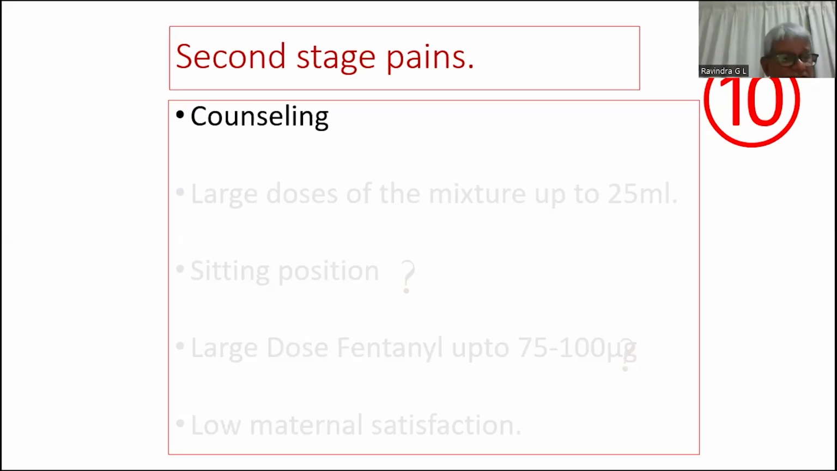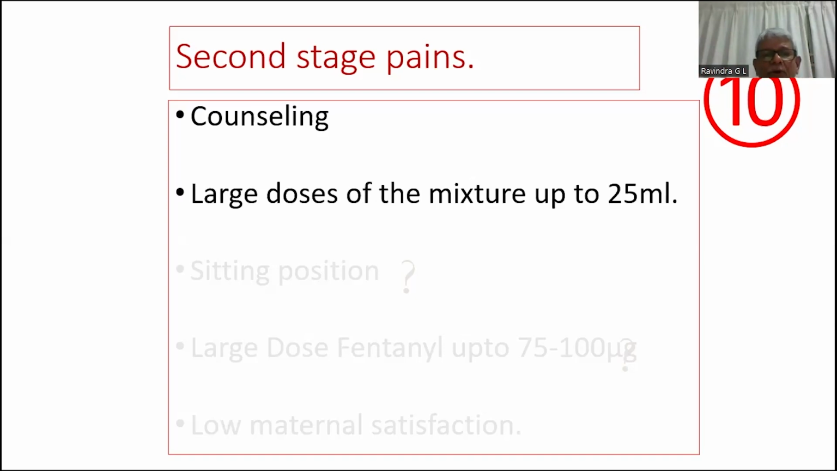Now, these things are done just to get her faith. In anticipation, you had told her that second stage pains can't be managed very well. Probably she is in a better position to tolerate the second stage pains. That you do give her good analgesia is a different issue. But in case you fail, this counseling would have worked. That is the most important thing.